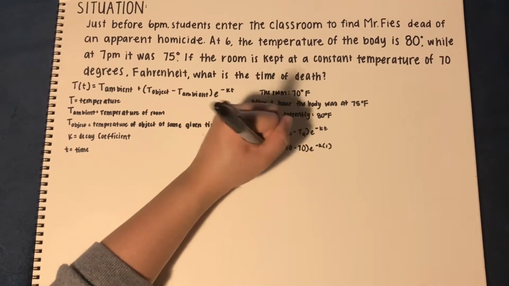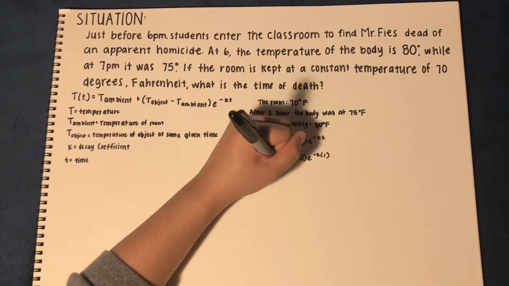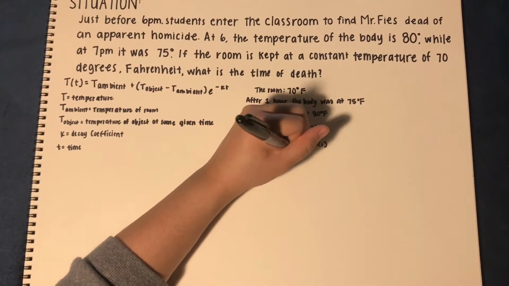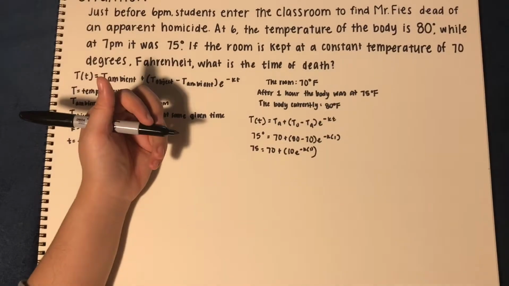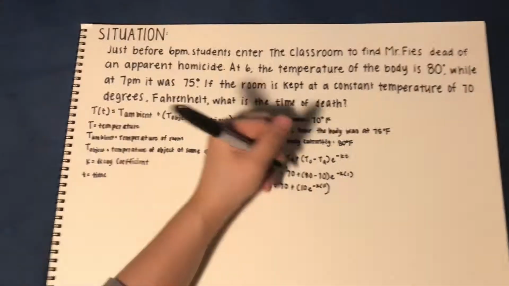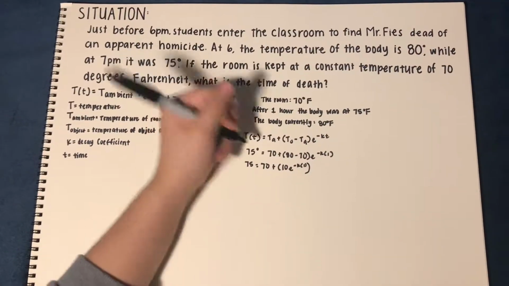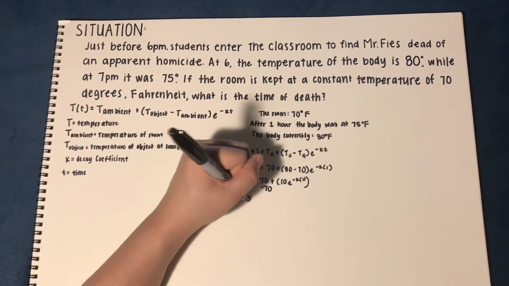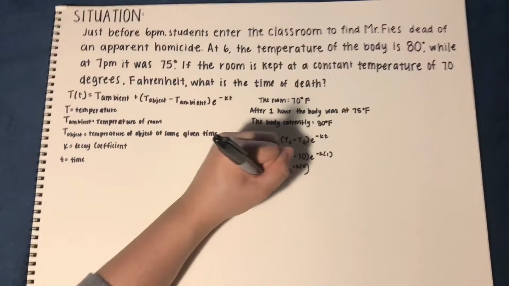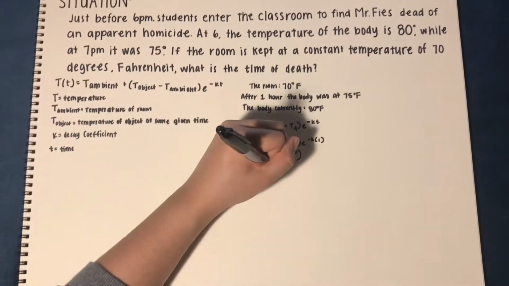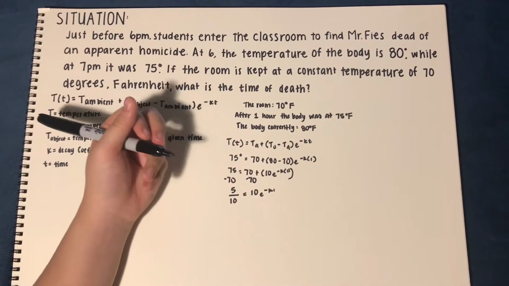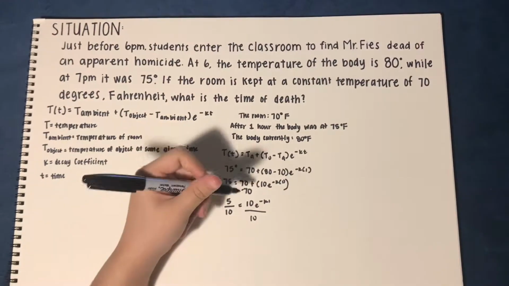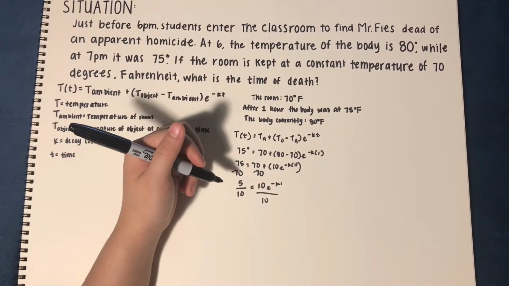75 equals 70 plus 10e^(K·1). Okay? And then you have to subtract 70 from both sides. So that'd be 5 equals 10e^(K·1). Okay, and then you divide 10 from each side to get e by itself. So you divide by 10 from each side, okay?